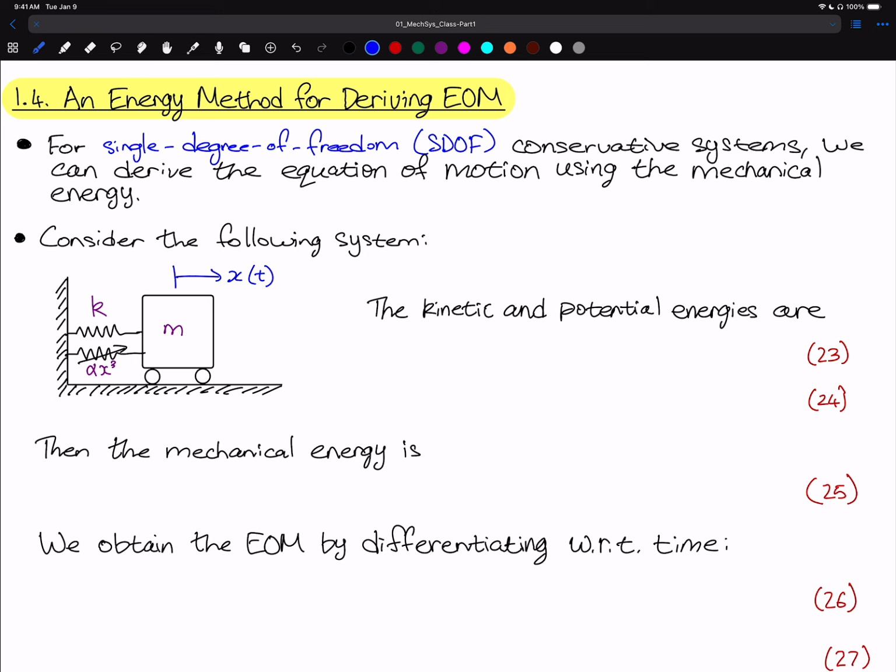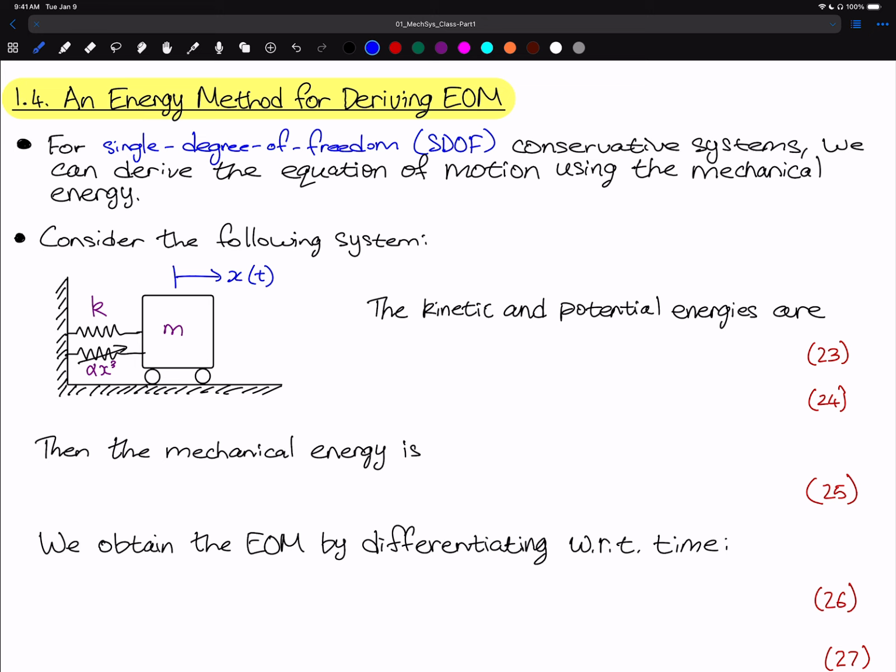In this video, we are going to go over an energy method for deriving equations of motion for single degree of freedom conservative systems. Later, in the following week, we will go over a general technique that uses energy-based methods, or analytical mechanics we call it, to compute equations of motion for both single and multi-degree of freedom systems. However, for SDOF conservative systems, we can derive the equation of motion using the mechanical energy.